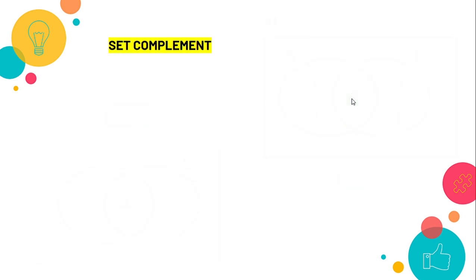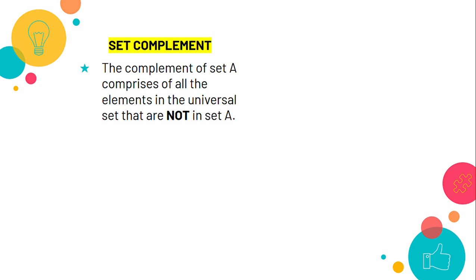Now the next type of relationship, very important one, is the set complement. So the complement of set A is just all the elements that are in the universal set, but not in set A. So everything outside of set A forms its complement. So this is denoted as A prime or A superscript C. Any of those two notations means complement.